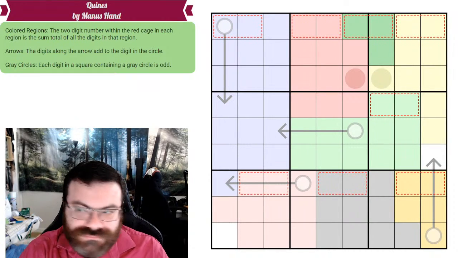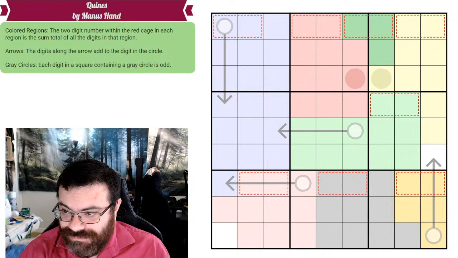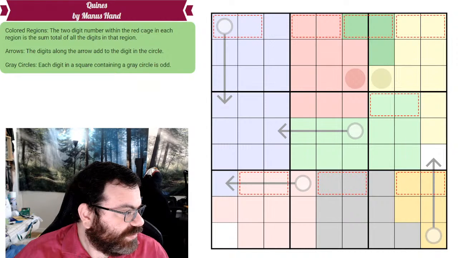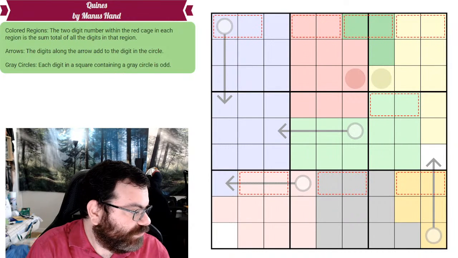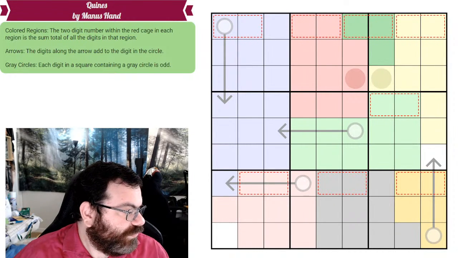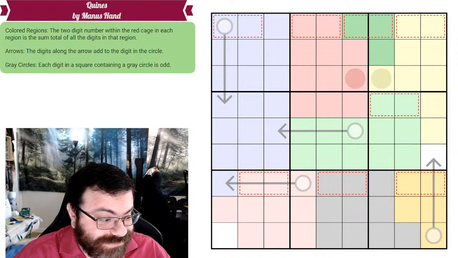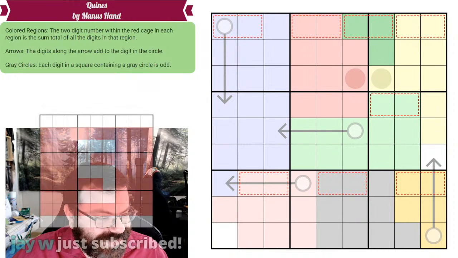Alrighty. It's called, is it Quines or Quines? Quines by Manus hand. Oh, let me just double check. Easiest puzzle of my life, got 54 digits in 10 seconds. Yeah, that's very fast, yeah. Manus is sleeping, alright.